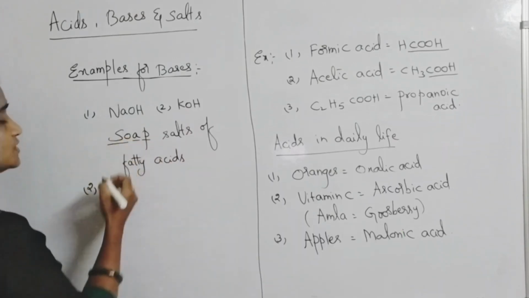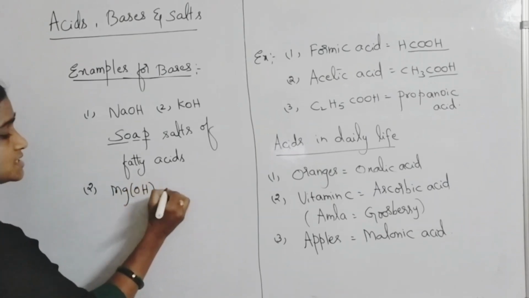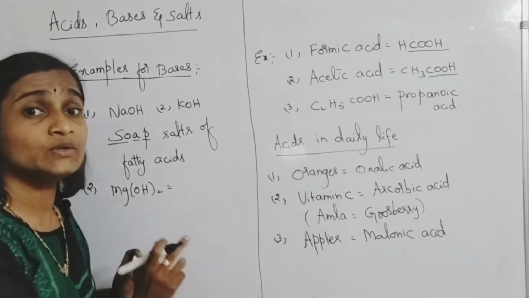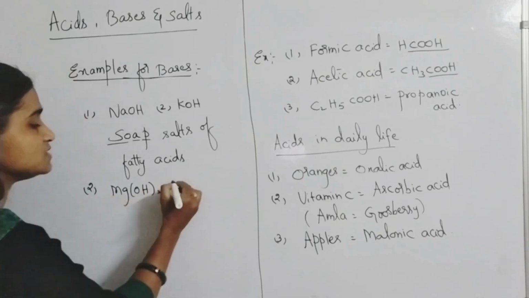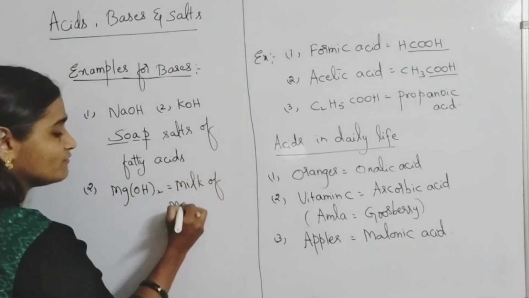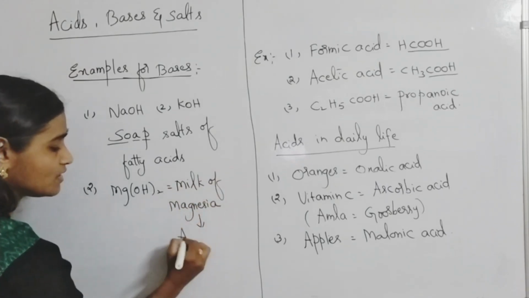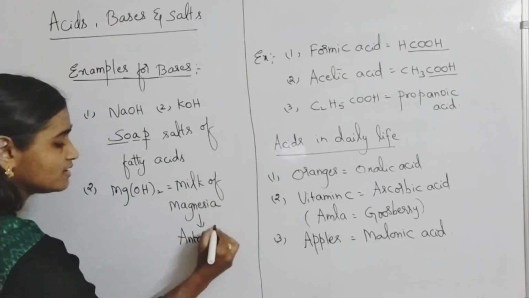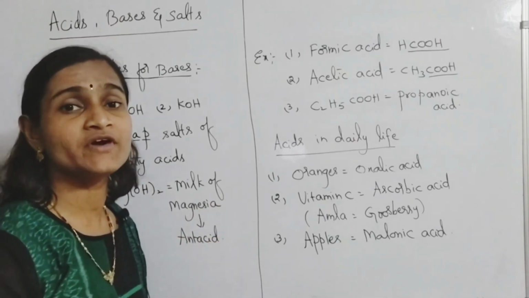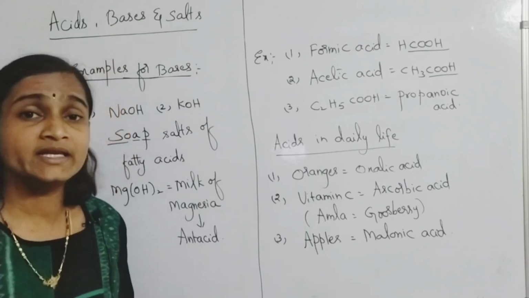Next you have many examples, like Mg(OH)2, which in other words you call magnesium hydroxide, the chemical name. And you have another name for this substance, which is called milk of magnesia, which is generally used as an antacid substance. Now antacid means what? Anti-acid. An antacid substance is used for treating acidity which is produced in our stomach.